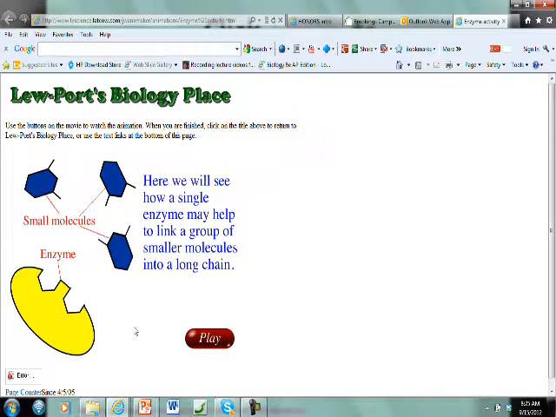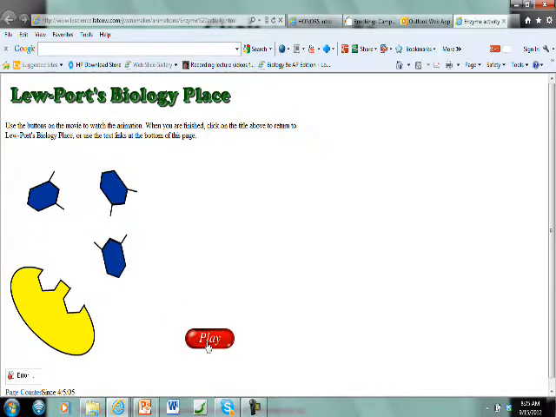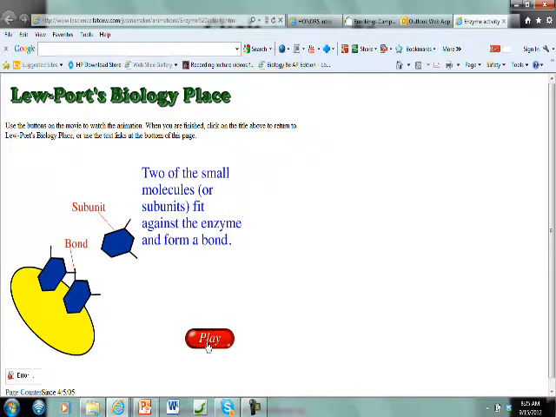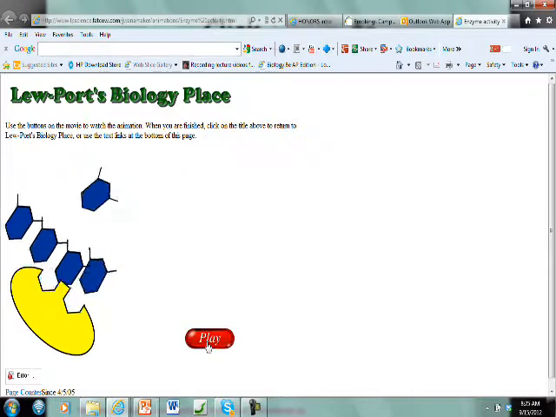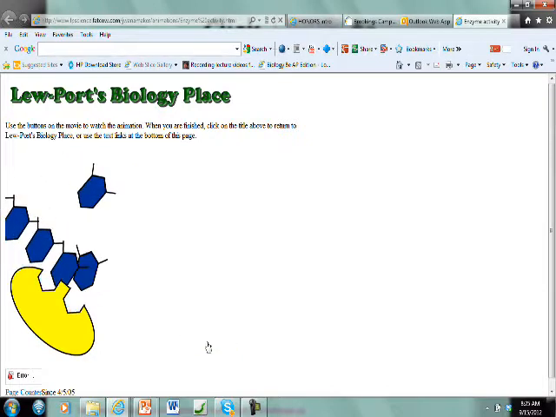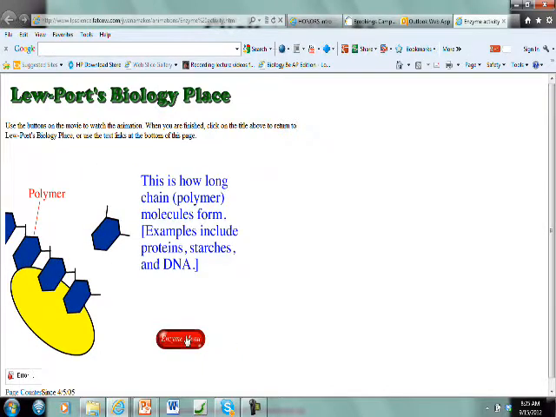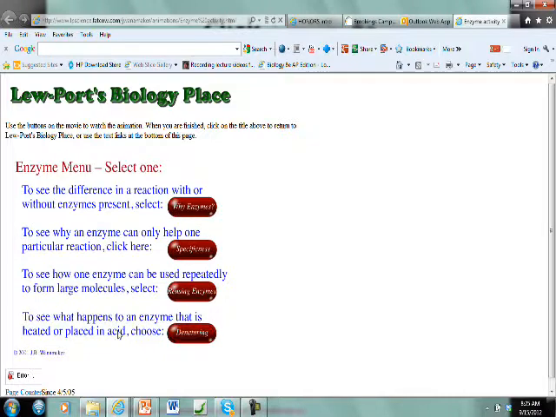If you think about the reusable part, my enzyme can do the first reaction, make the bond, and notice it can be reused over and over again. It can take the next molecule and make the bond, and the next, and the next. Enzymes are reusable. When we make a big polymer, we can join those little subunits over and over and over again.